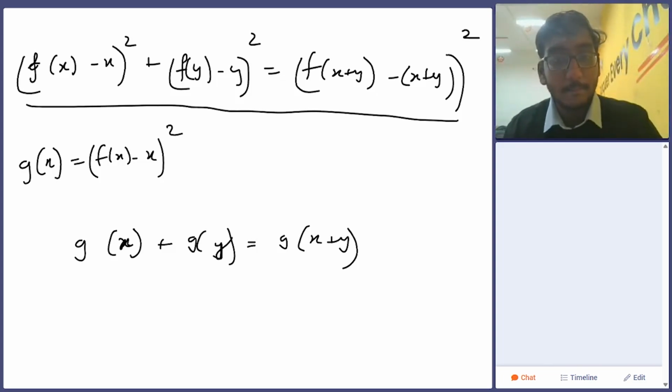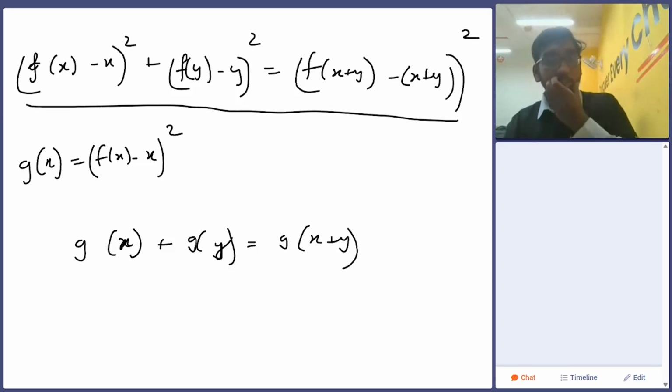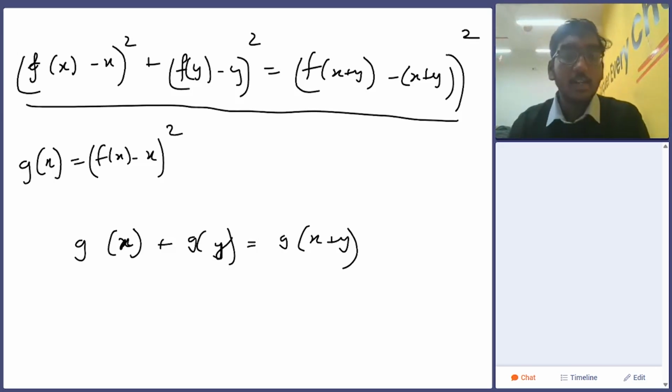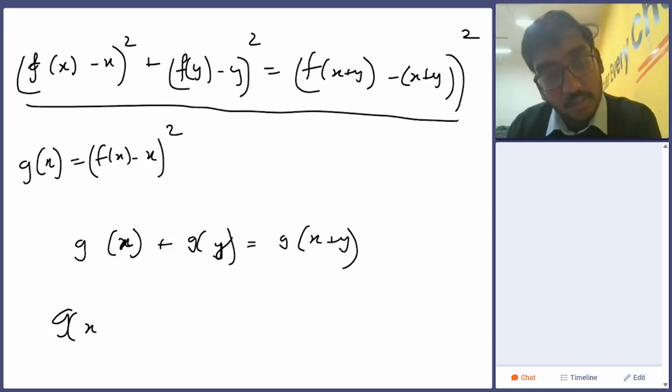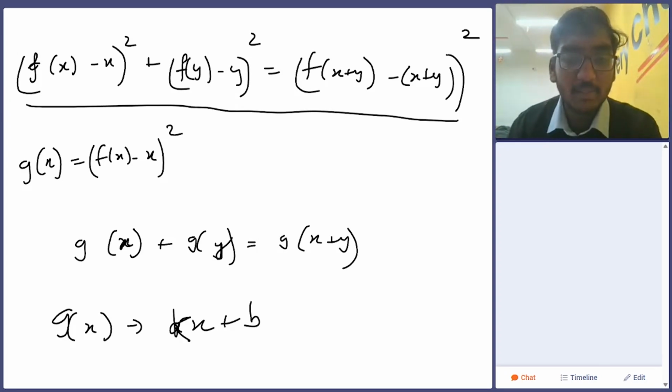Only then you will have this property being observed. Okay, g of x plus g of y is g of x plus y. So g of x is of the form of what? It's of the form of ax plus b, or we'll call it kx plus b also, no problem. Some constant times x plus another constant.